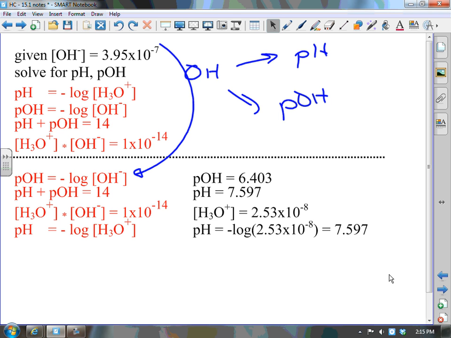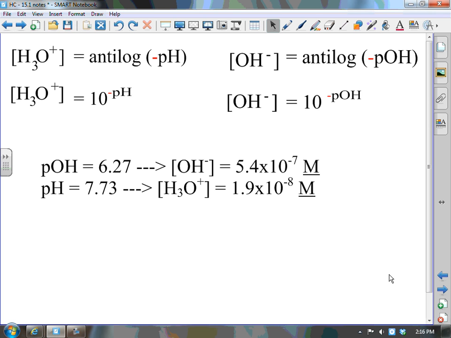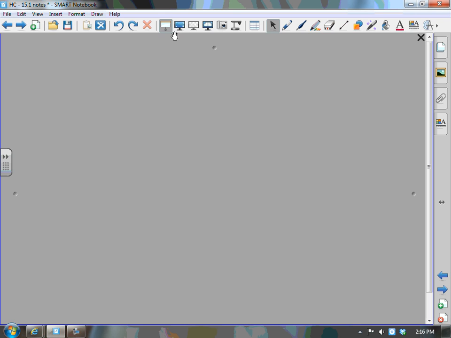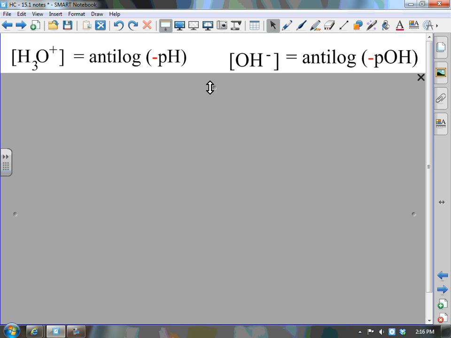All right. So if we're doing this, the one thing we haven't talked about yet is how do we actually go the other direction? We're finding pH, we're finding pOH. How do we find the concentration from a pH? Well, we have to undo 10 to the x power. It's what we call the antilog.